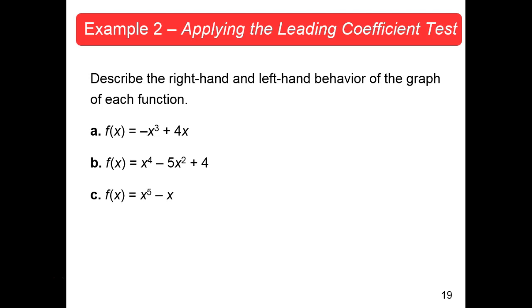I'm just saying, we're in Chapter 2, Polynomial Rational Functions, 2.2, Polynomial Functions of Degree 3 or Higher, and example 2 on page 126. Any questions before we get started? All right. So here's example 2. All it's saying is describe the right hand and the left hand behavior of the graph of each of these functions. So right hand is what happens when x gets very large positively. Left hand is what happens when x gets very large negatively.